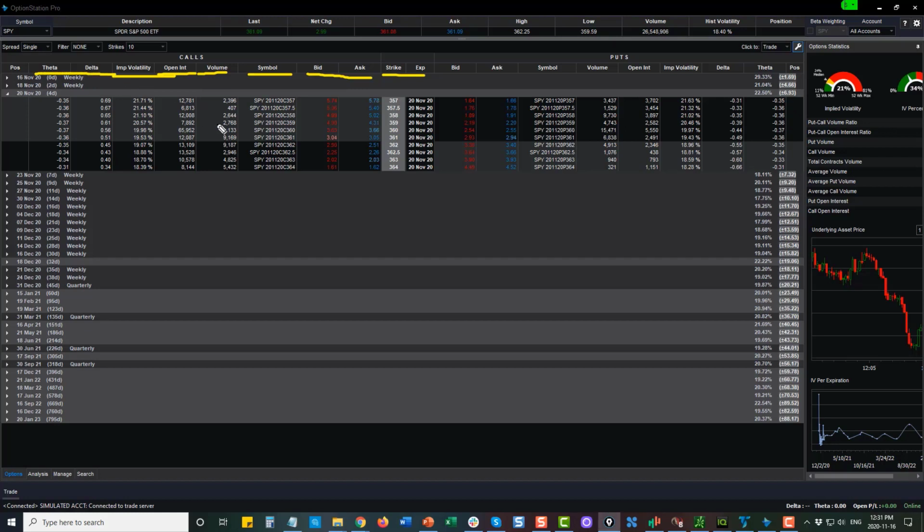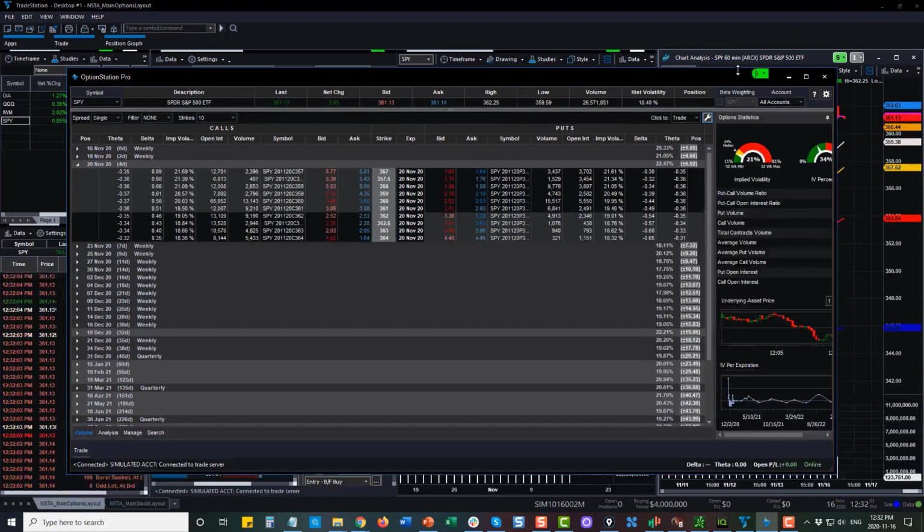So what I want you to do for homework on this is set your options chain up so that it has those in it. You can rearrange it however you choose to see it. Okay, so I'll give you an example.